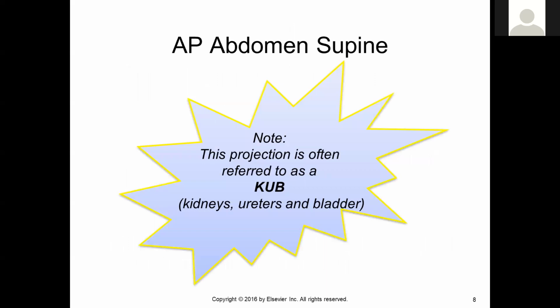Supine abdomen, referred to as a KUB, that stands for kidneys, ureters, and bladder. Kidneys you will see faintly on the image. Bladder you might see if there is liquid in it. Ureters you typically do not see without a contrast medium.